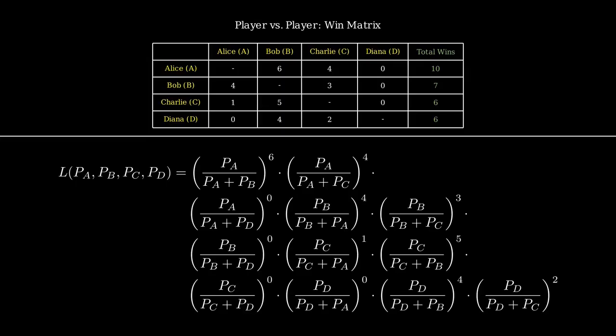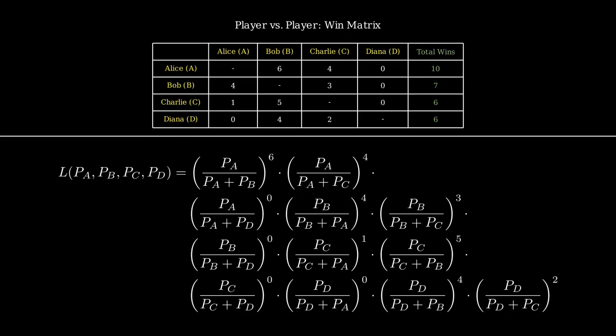So we have Charlie beats Alice 1 time, and down here we have the probability of Diana beating Alice 0 times. That is also represented in here, which just, anything to the 0 power simplifies to 1. So I could have just omitted these 0 powers, but just for completion's sake, I'm showing them now.